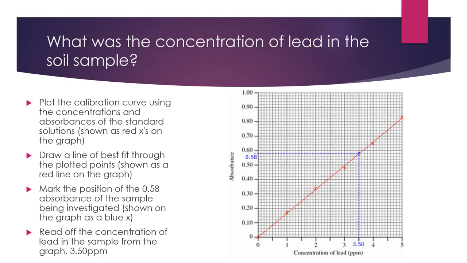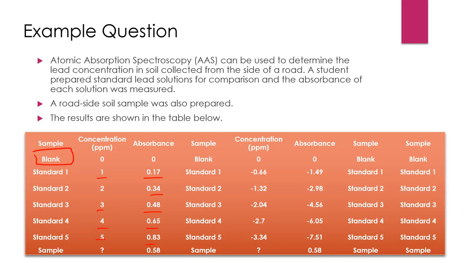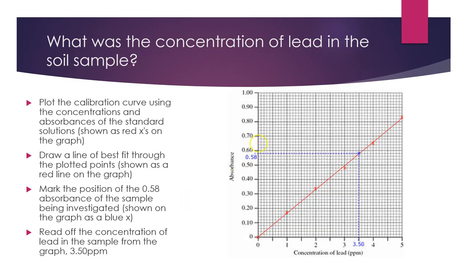Then we're going to look at our sample reading. And if we look at the sample, it had an absorbance reading of 0.58. So we're going to go to 0.58 on our graph, draw a very straight, accurate line across to where it hits our line, and then drop that straight down to see that the concentration of lead in the sample was 3.5 ppm. So now we know accurately the concentration of lead that was in the sample of water.